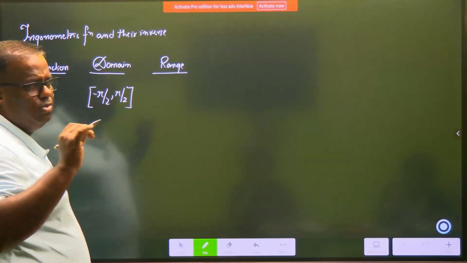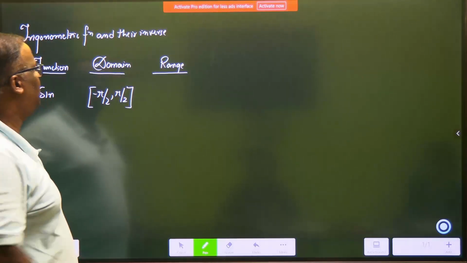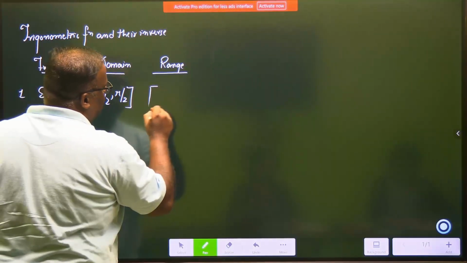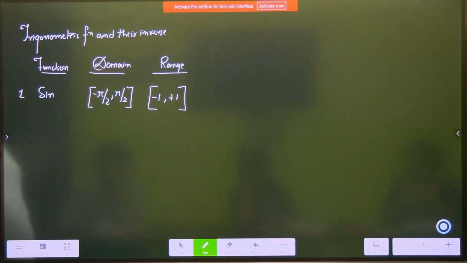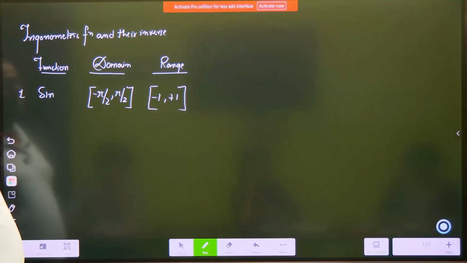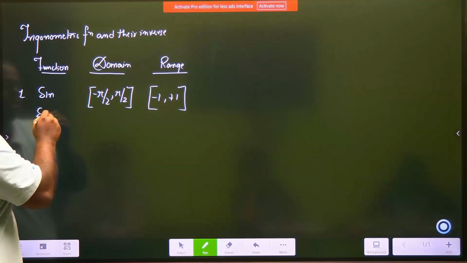And just start visualizing. Sine has to be bijective, so it's from negative pi by 2 to pi by 2, and the range will always be -1 and +1. This you have to remember. This is not that difficult. Okay, now if that be the case, then sine inverse.